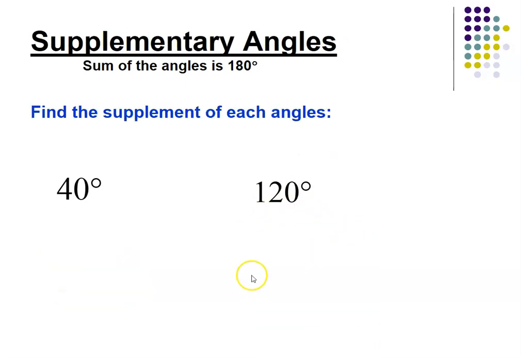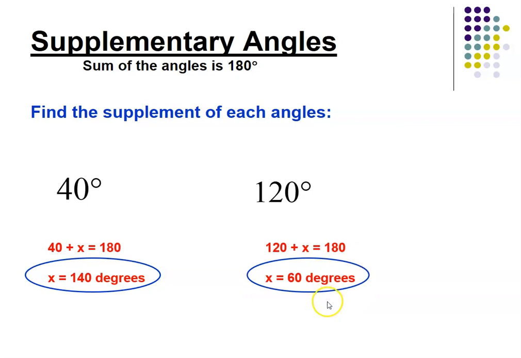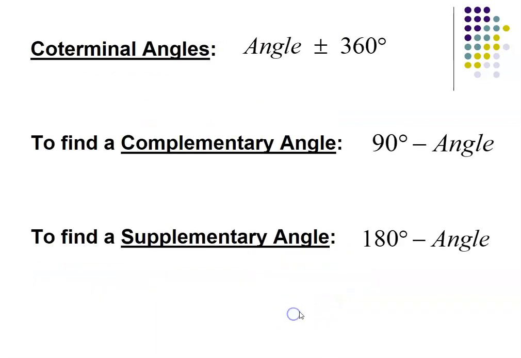Next, supplementary angles. For supplementary angles, if you add the two angles, the sum is 180 degrees. So in example number 1, we do 180 minus 40 degrees, and we have 140 degrees. And then the other one, 120: we have 120 plus x equals 180, so x is equal to 60 degrees. Again, how do you get complementary and supplementary? You add the two angles. If the sum is 90, they are complementary. If it is 180, we have supplementary angles.